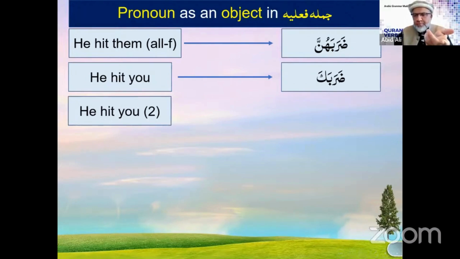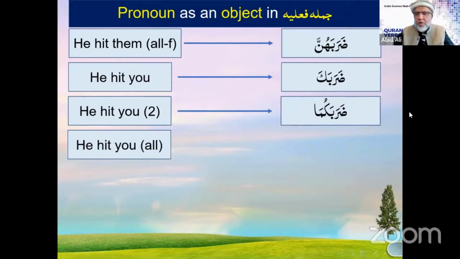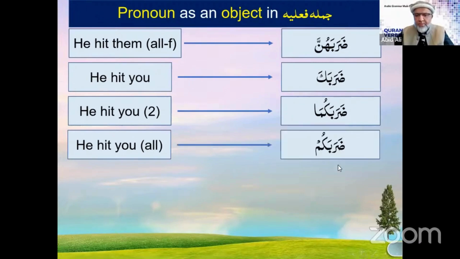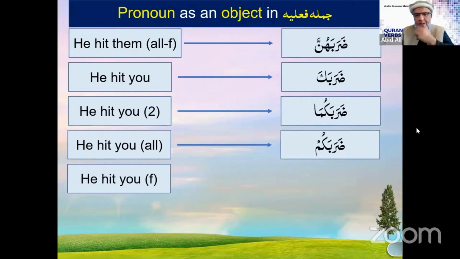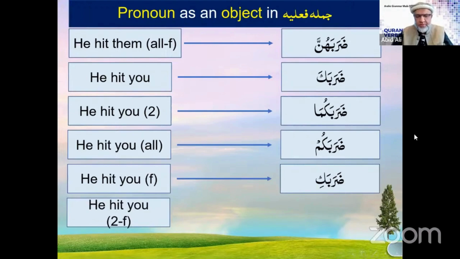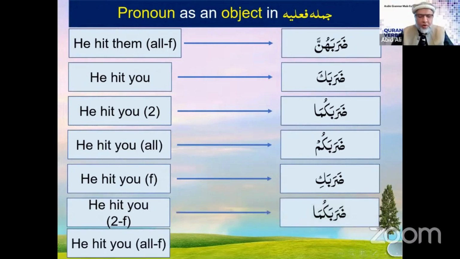He hit you both. Brother Sultan, go ahead. Darabakuma. Mashallah, very good. Next one is he hit you all. Quickly, we're running out of time. Brother Tahir. Darabakum. Okay, next one, he hit you, female. Sister Oneza. Darabaki. Very good. Brother Ijaz, he hit you two, female. Darabakuma, mashallah.